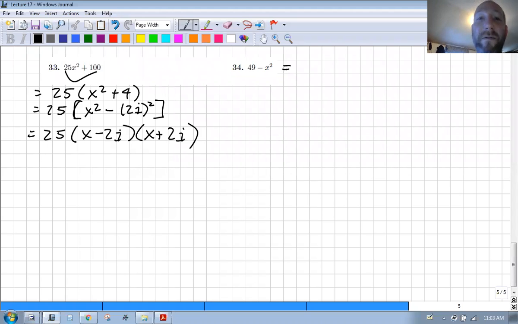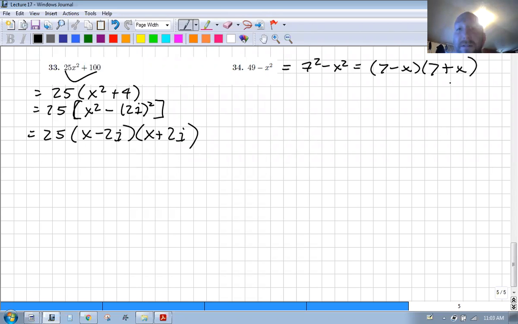This one up here, 7 squared minus x squared. This is 7 minus x times 7 plus x. Just a simple difference of two squares here.